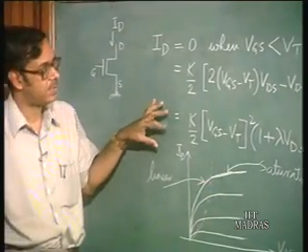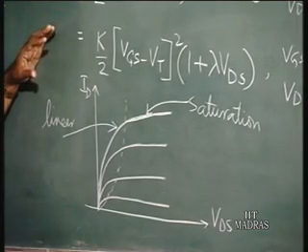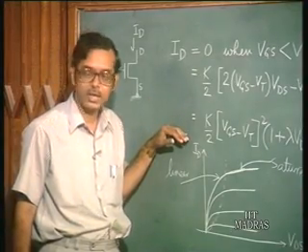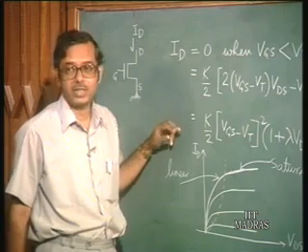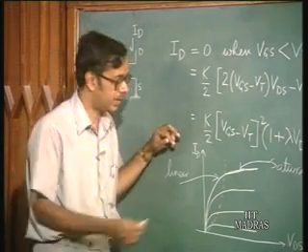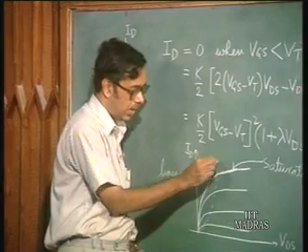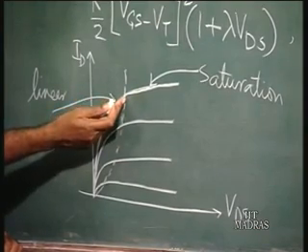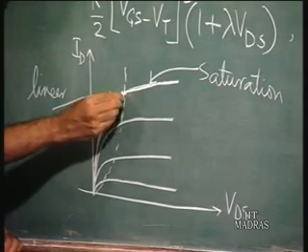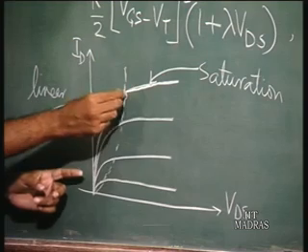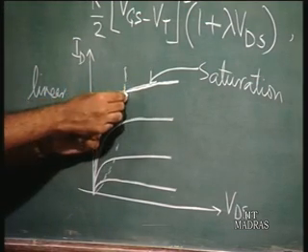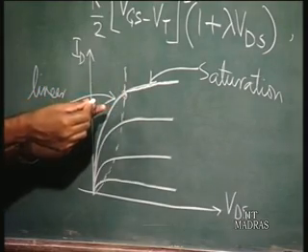Now, just to have a continuous curve, that is, when you move from the linear to the saturation region, there should not be a discontinuity in the drain current, because that will give rise to a lot of problems in simulation. Along this line, the left side is linear and the right side is saturation, but at this point, if you calculate the current using the linear relationship or the saturation relationship, the current should be the same.